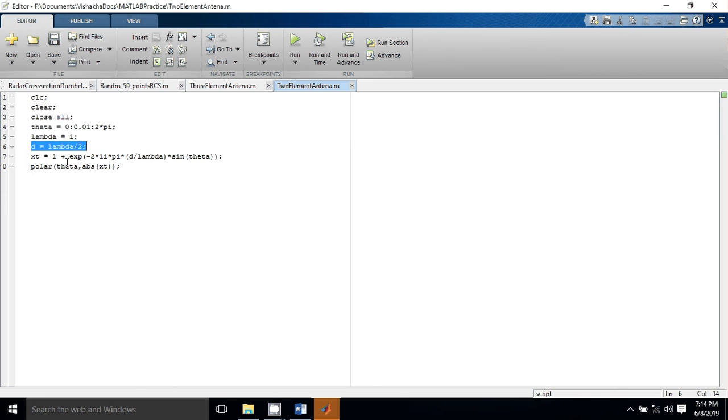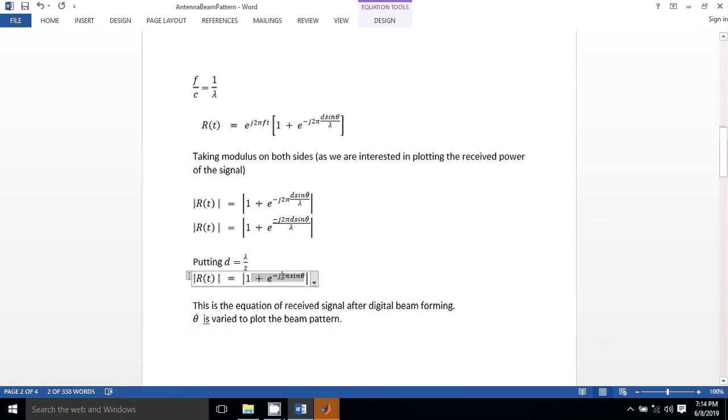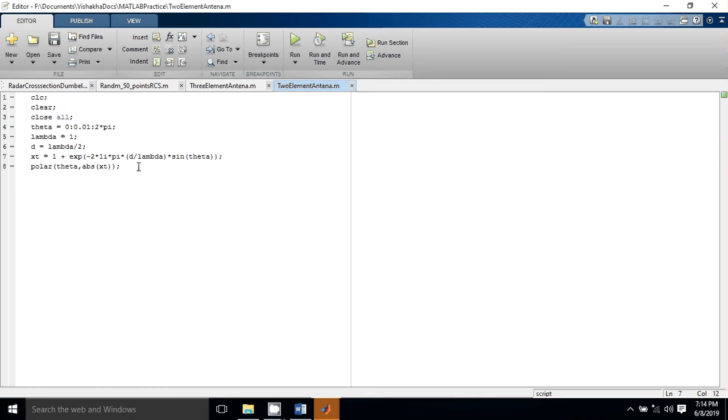This is the received signal, 1 e raised to j, and so on. This is what we already implemented. Finally we are implementing this equation here in MATLAB. We are plotting a polar plot of theta versus the absolute value of the received signal. We want the absolute value, we don't need negative or positive. We need just the positive value, the received signal's energy, or a positive voltage. So let us run this.